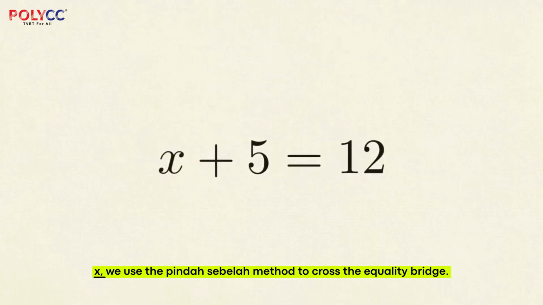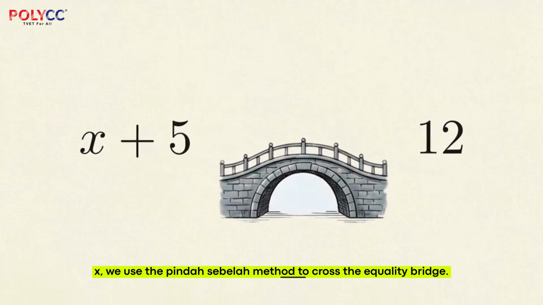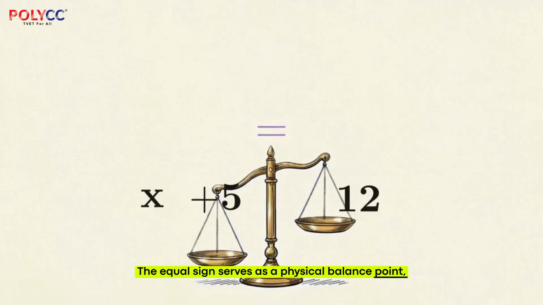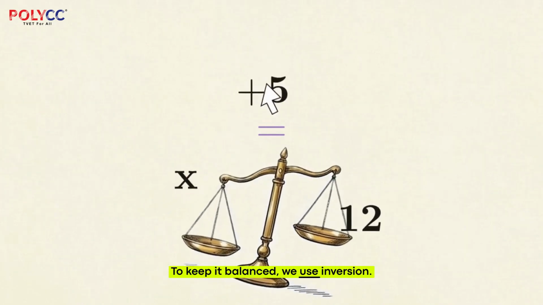To isolate x, we use the pindah sebelah method to cross the equality bridge. The equal sign serves as a physical balance point, meaning both sides weigh exactly the same. To keep it balanced, we use inversion.